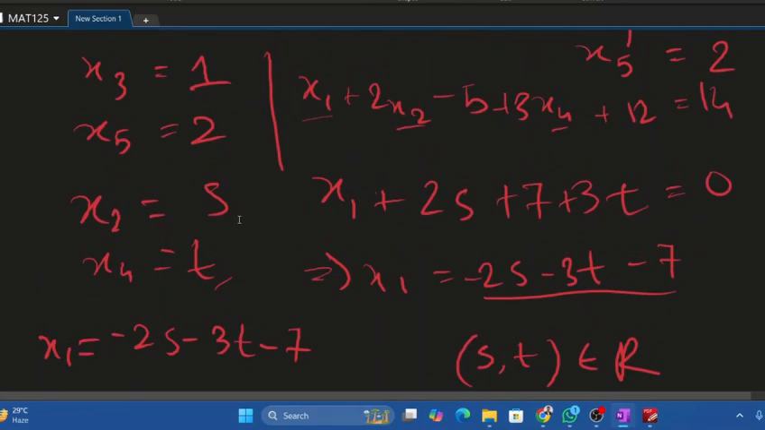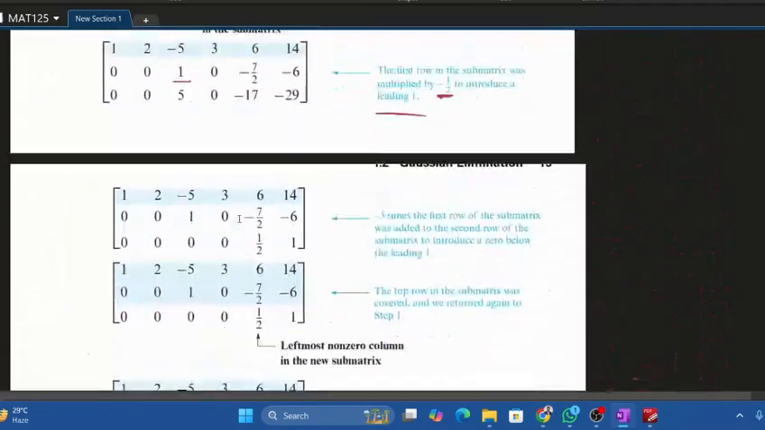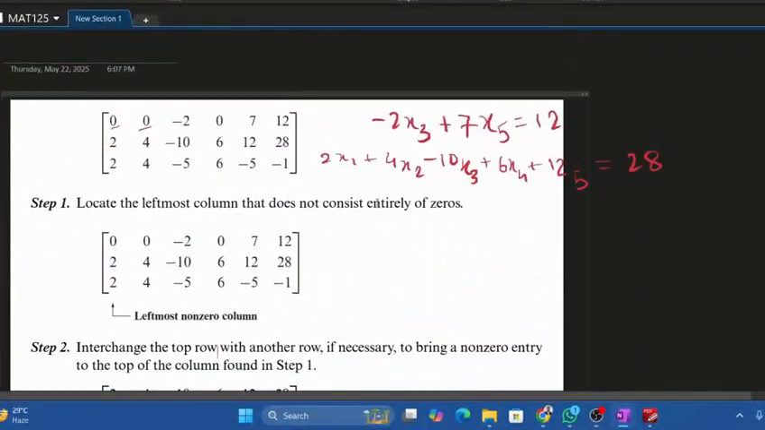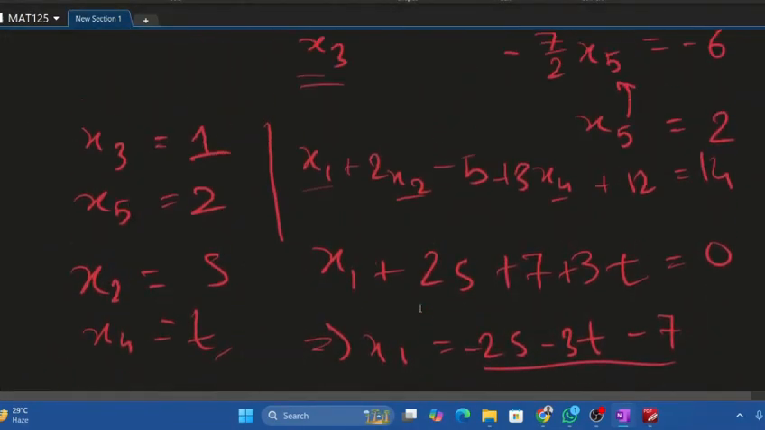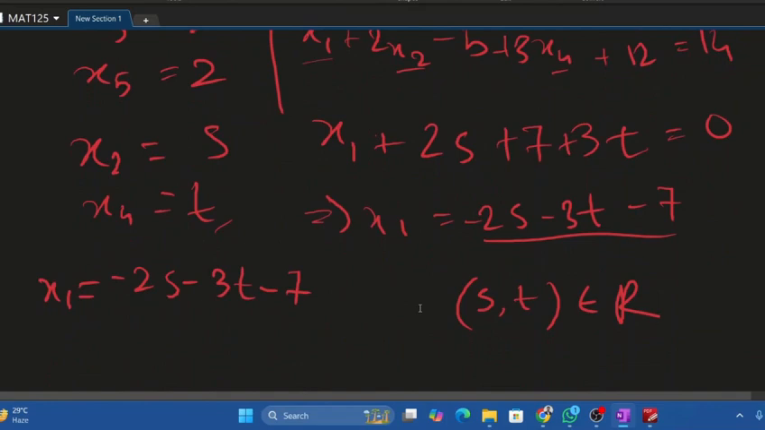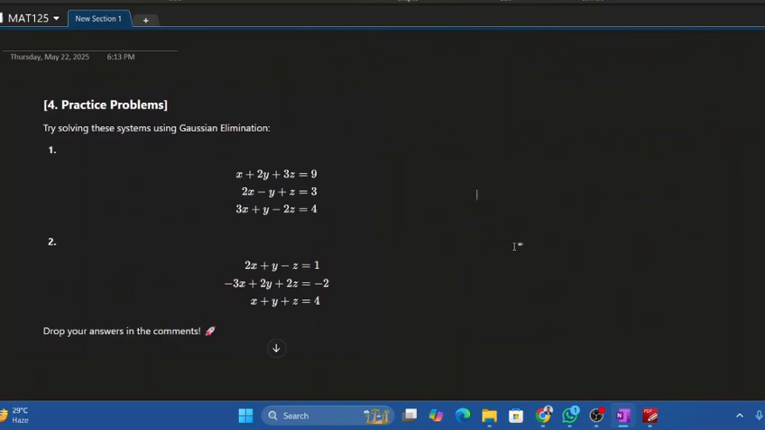So we have solved a linear system that has 5 variables: x1, x2, x3, x4 and x5, right? This is how you solve a system with Gaussian elimination. I hope this was helpful. I know this is somewhat tricky and exhausting, but this is how you have to solve larger systems. We cannot use substitution or elimination anymore. So try solving these systems using Gaussian elimination. This is a 3 by 3, this is also 3 by 3. For practice, let's do this and drop your answers in the comments.